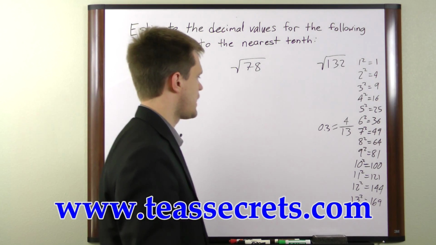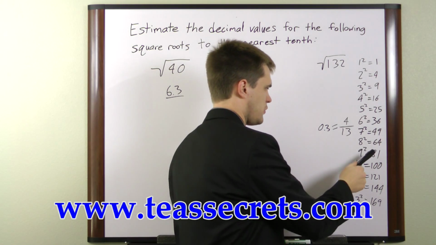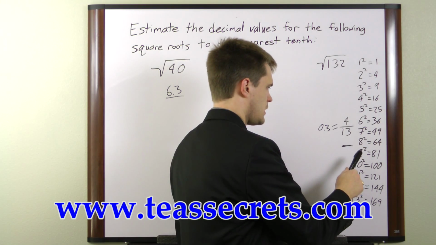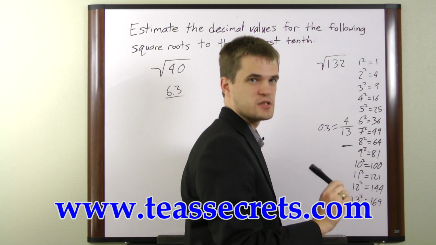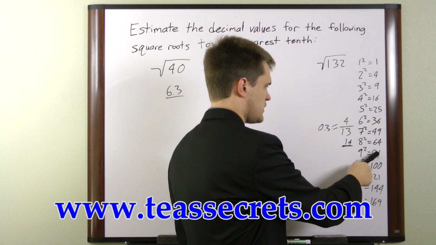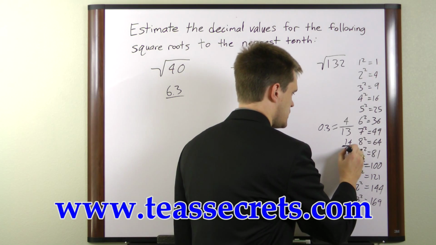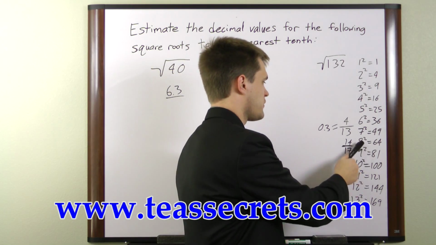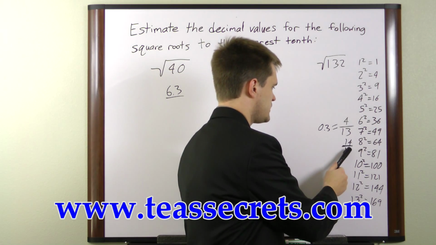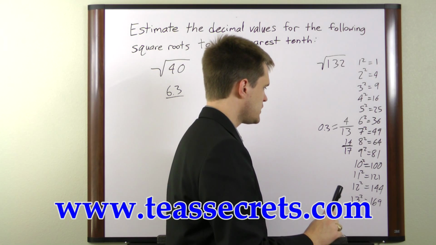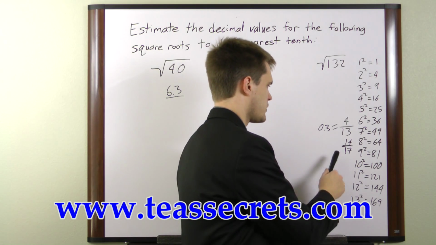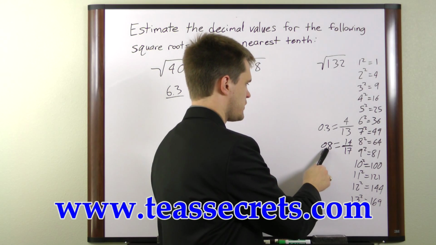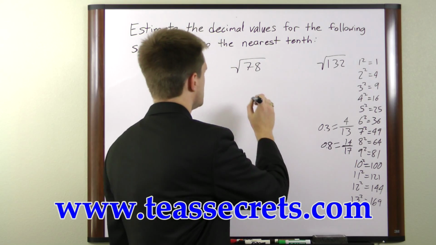In the second example, we have the square root of 78. So we can look over here and say, okay, it's going to be between 8 and 9. 78 is 14 more than 64. And there's a difference of 17 between 64 and 81. So the square root of 78 is going to be approximately 14/17 of the way from 8 to 9. 14/17 is a tiny bit less than 5/6, so we're going to estimate this at 0.8. So our estimate for this square root is going to be 8.8.